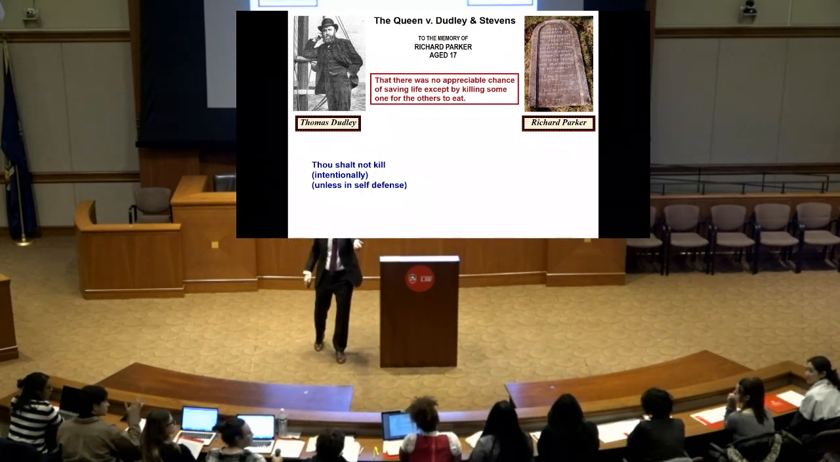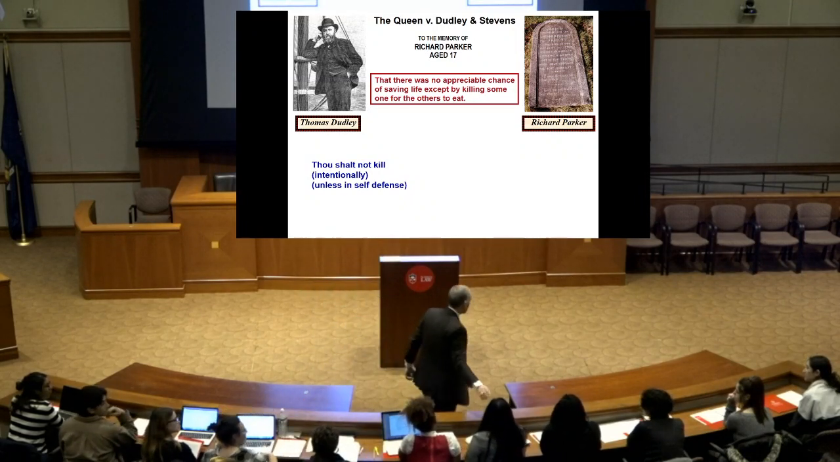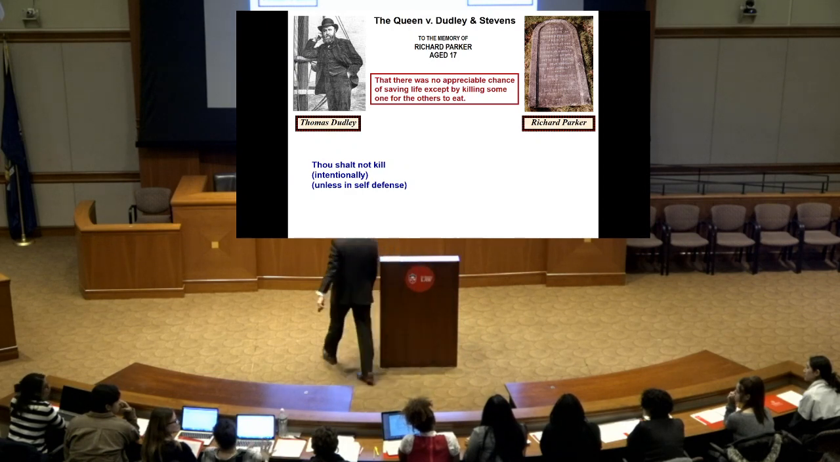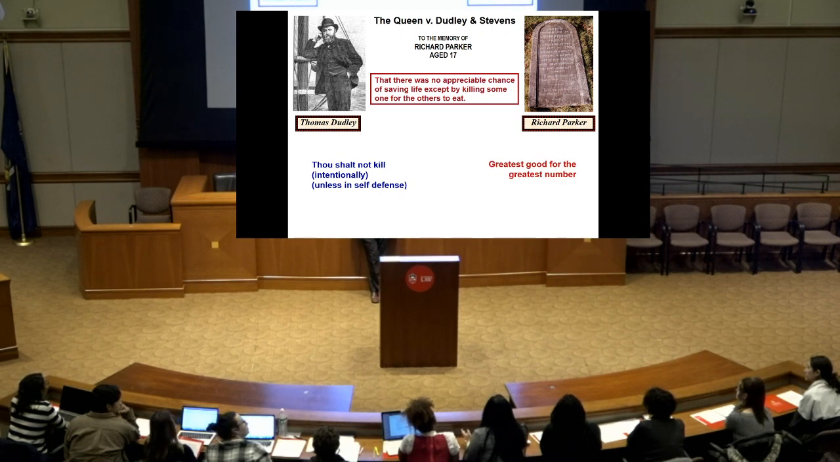Christine. Wait, let me get your microphone. What would be the argument for justifying this killing? Someone could use the argument that in utilitarianism, they were trying to do the greater good for the greater amount of people. So it was one life versus all those other lives that they were trying to save. Greatest good for the greatest number.